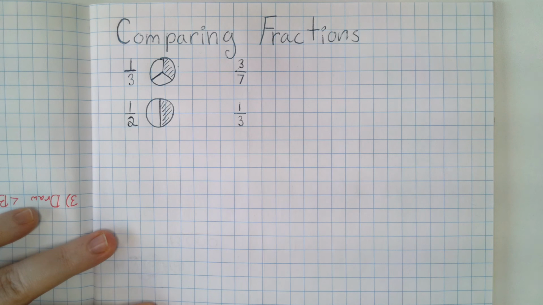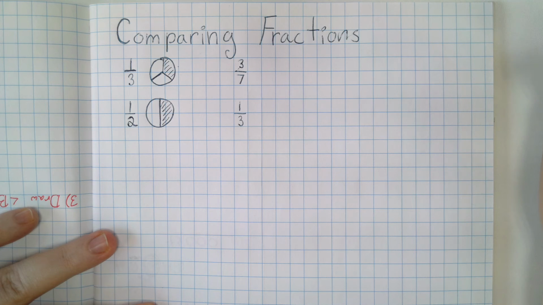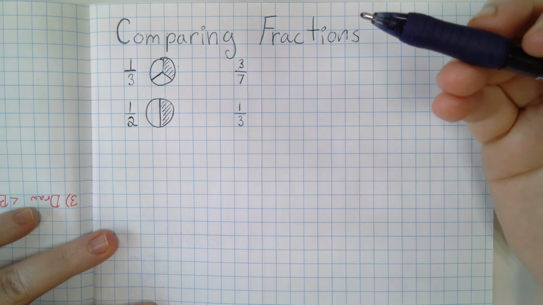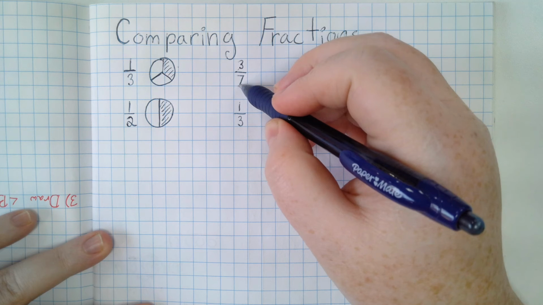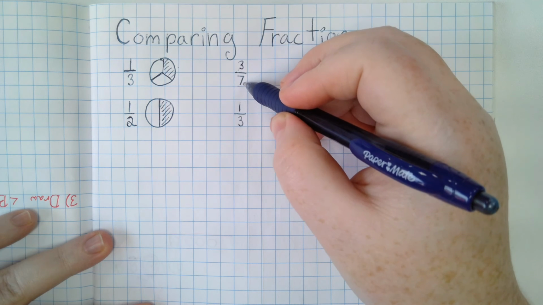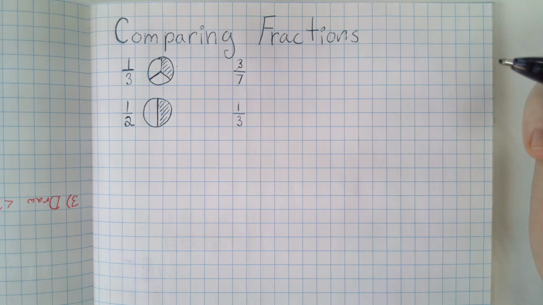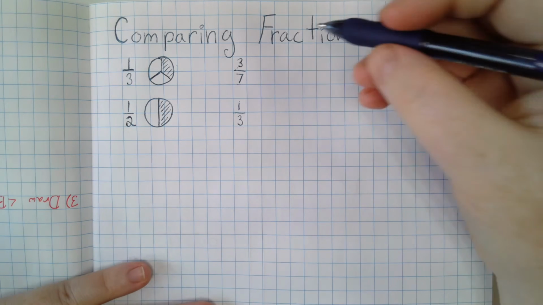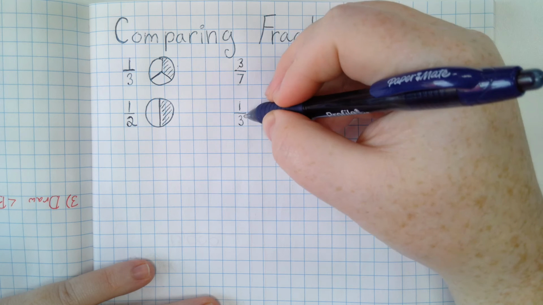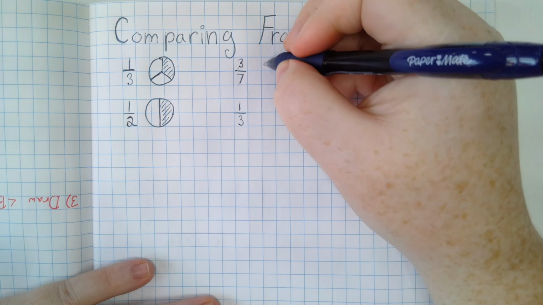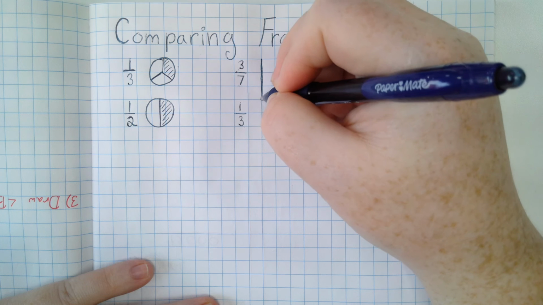My favorite one to use for these sorts of questions when we're comparing fractions is an area model. And so that I can figure out what size area model I want to make, I'm going to look at the two denominators. Here I have a 7 in the denominator and a 3 in the denominator. So I'm going to draw an area model that is 3 blocks tall and 7 blocks wide.